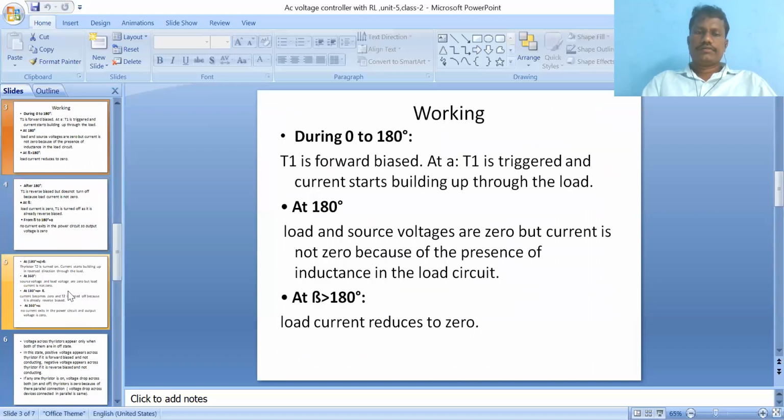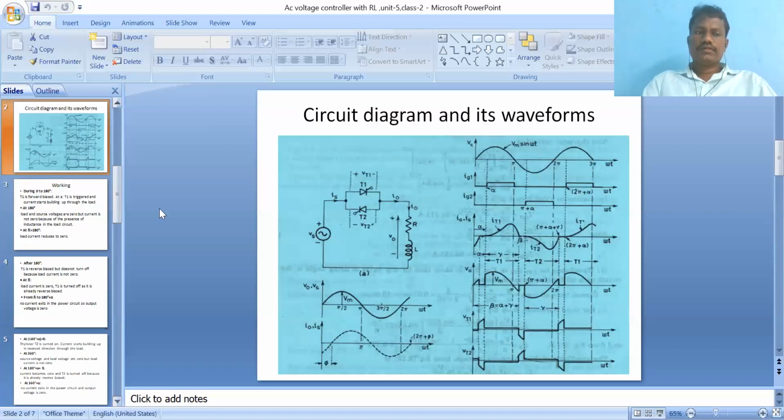Here, I take one more parameter, beta. Alpha indicates where the first firing pulse is given to the first thyristor. Beta indicates where the second firing pulse is given to the second thyristor. I take one more symbol, and that angle is called the extinction angle.